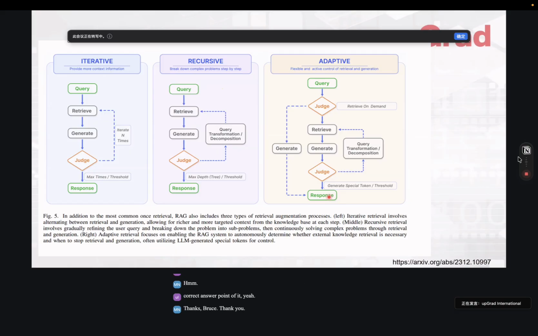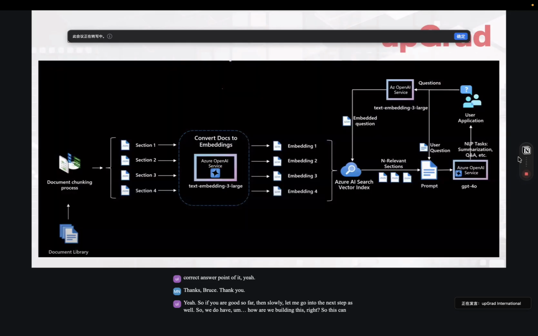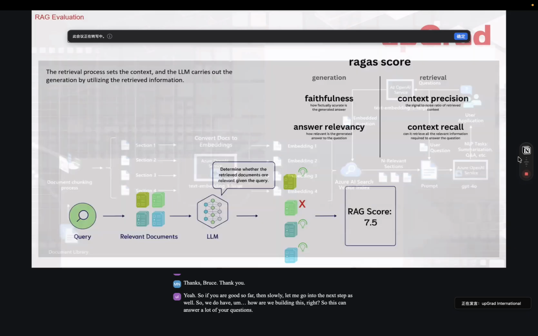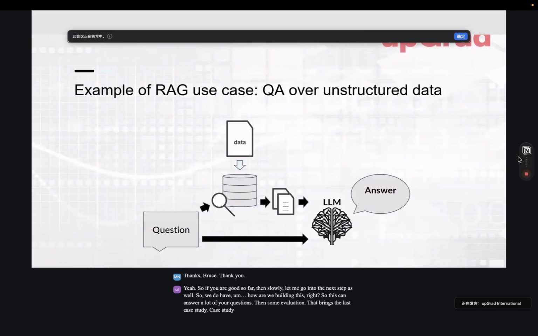If you are good so far, then let me slowly go to the next step. We have how we are building this, which can answer a lot of your questions, and then some evaluation. That brings the last case study. How much time can we take? What is the time now? We have almost another hour, close to 45, 50 minutes. Yeah, we'll be able to do that.